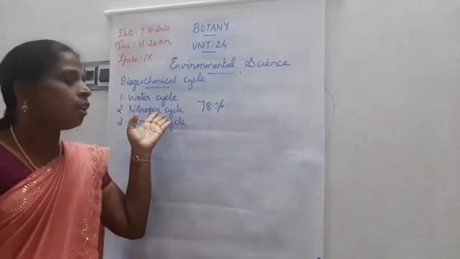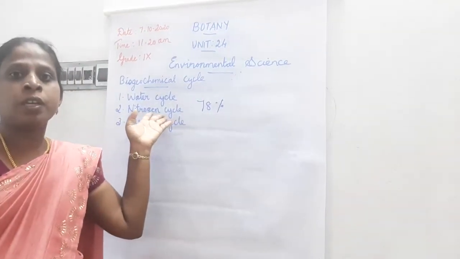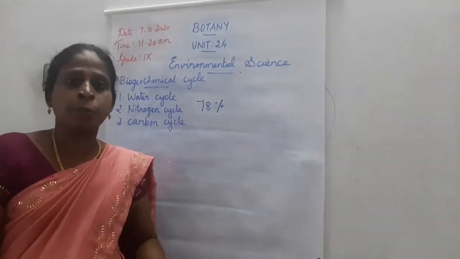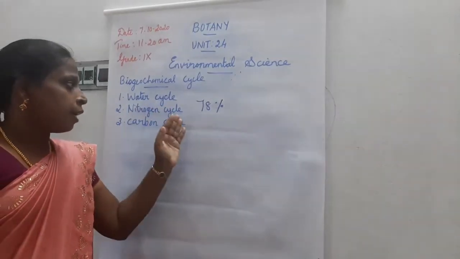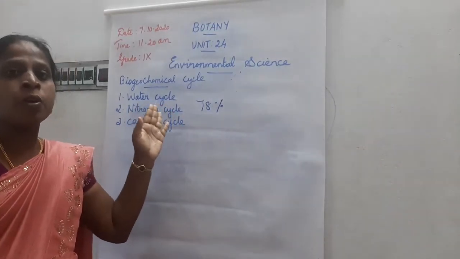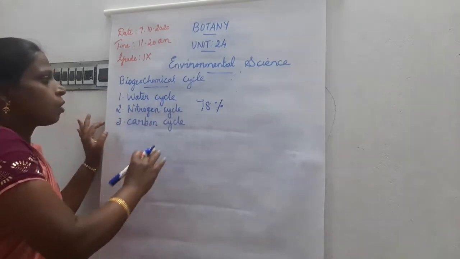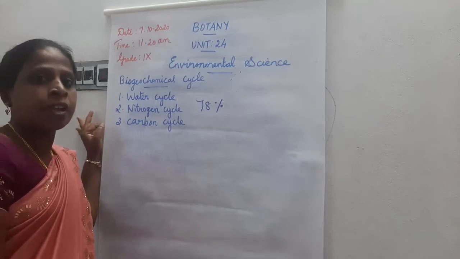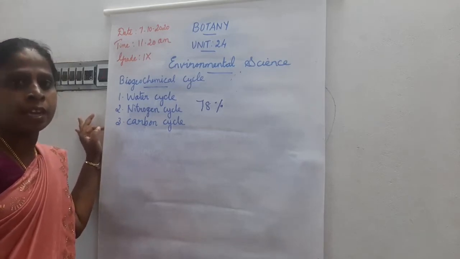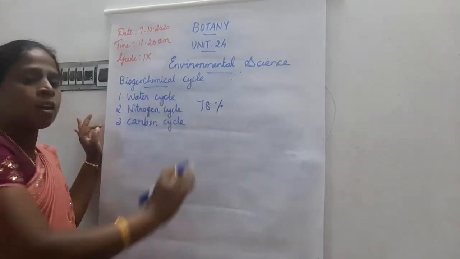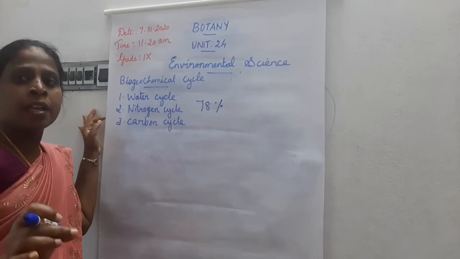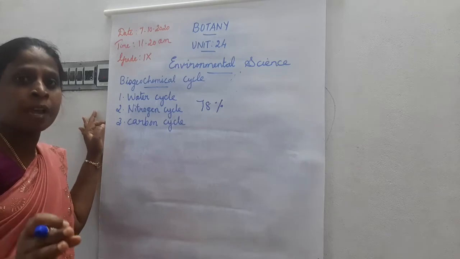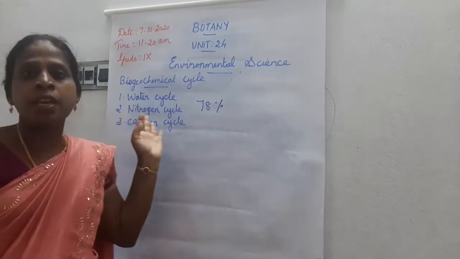It is an essential component of protein, nucleic acid and chlorophyll. So there is 78% nitrogen present in the atmosphere, in the gaseous state. So it is very important for all living organisms. Plants take nitrogen for their growth. For the growth of the plants, nitrogen is very essential.